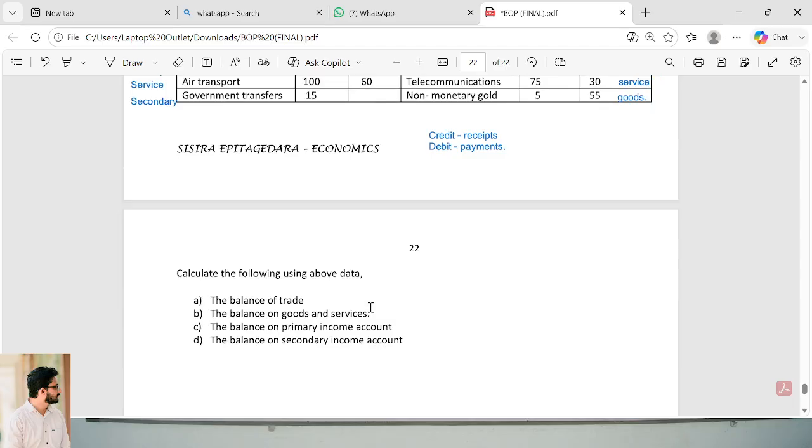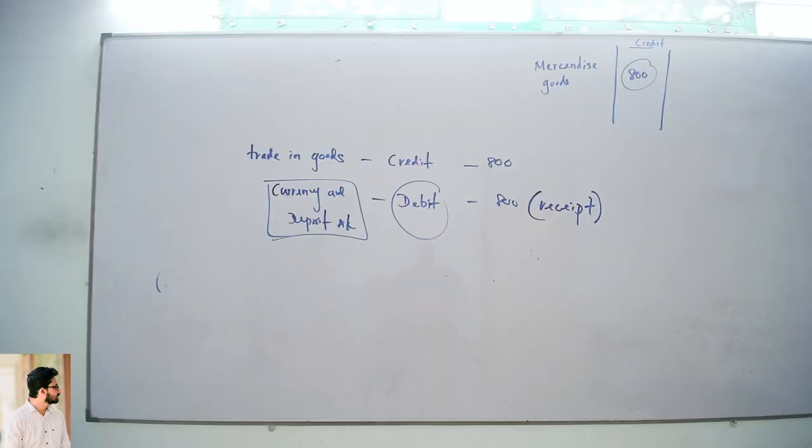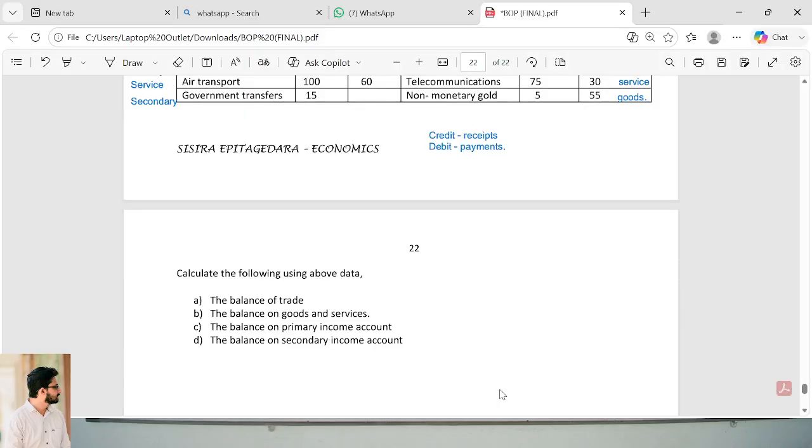Calculate the following using the above data. First one, balance of trade. I'll give you a few minutes. Give a try to complete the balance of trade. It means the balance of trade in goods account.